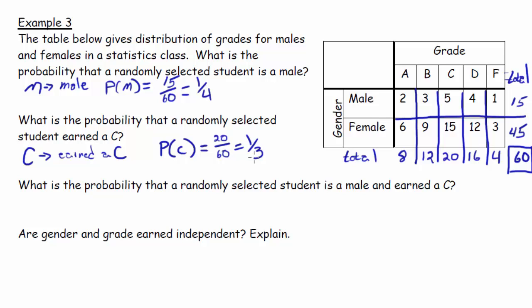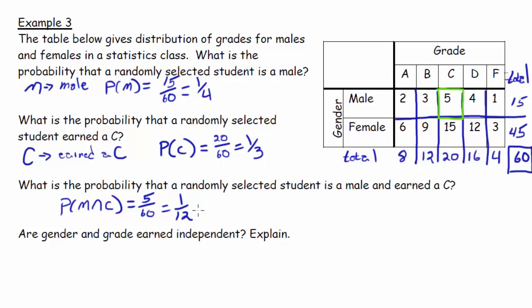So what is the probability that a randomly selected student is both male and earns a C? Well, where does that happen? Where are we both male and earn a C? Well, that happens right here. So the probability that we're male and earn a C is going to be 5 out of 60, which is 1/12.